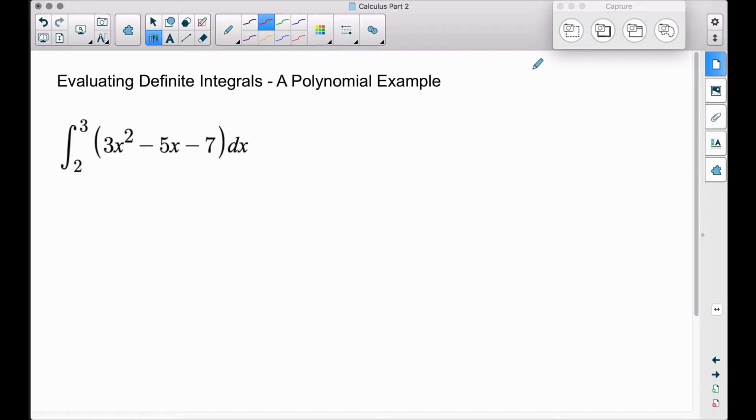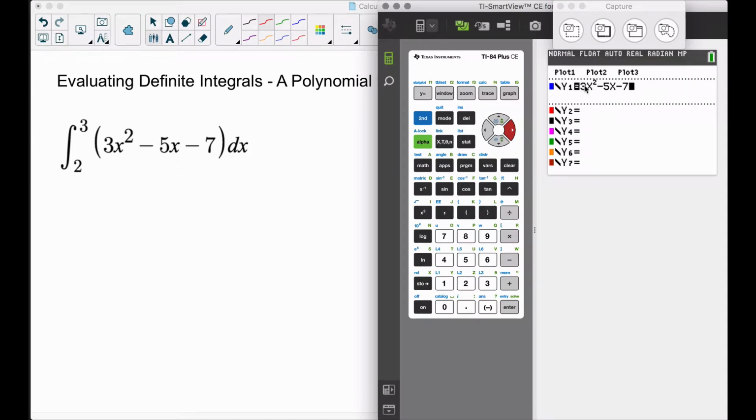In this video, we're going to look at one example of evaluating a definite integral, and this will be a polynomial example. As you can see right here, we do have a quadratic. And then what we're going to do at the end is graph this function on the TI-84, and I will show you how we can get the same answer by graphing it and looking at the area between the curve and the x-axis.